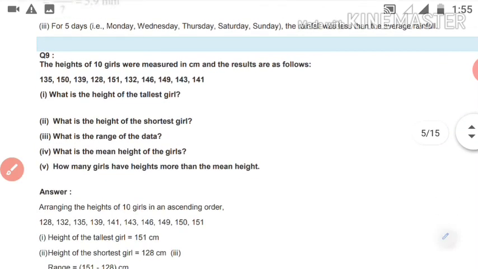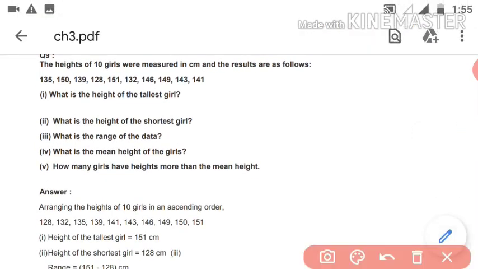Okay, now come to the next question. Question number 9. The heights of 10 girls were measured in centimeters, and the results are as follows. Okay, 10 girls were measured. The first one is 135, and the second one 150, then 139, 128, 151, 132, 146, 149, 143, and 141. So these are the heights of 10 girls.